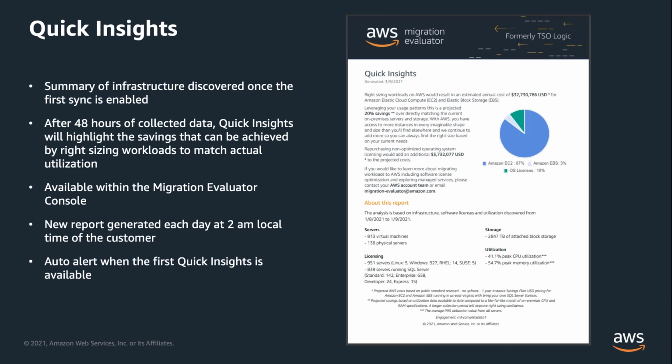Migration Evaluator's Quick Insights report includes the number of virtual and physical servers being monitored and the associated attached block storage, the peak CPU and memory utilization, an AWS cost estimate based on rightsizing workloads, and a percentage savings over directly matching the on-premises servers and storage. If at installation the customer configures rCollector to automatically detect any SQL Server installation, this will also be included in the report.